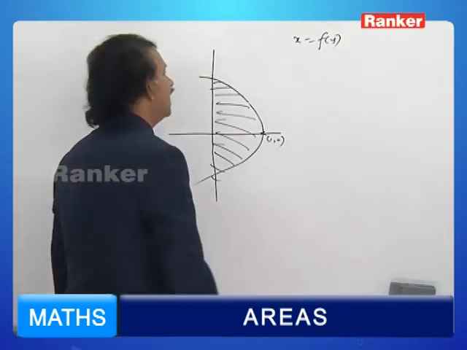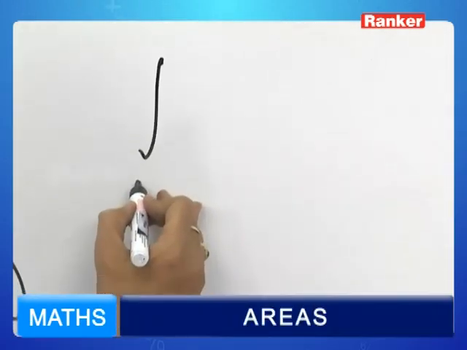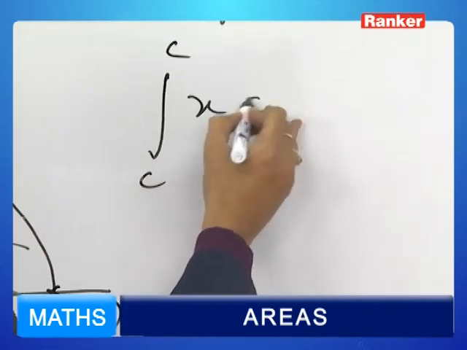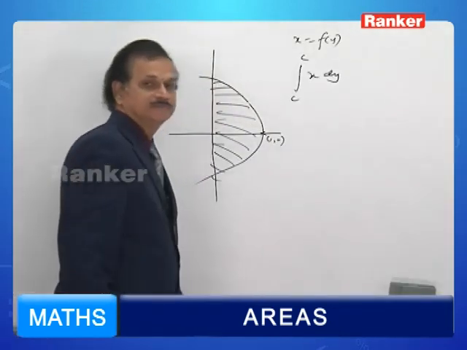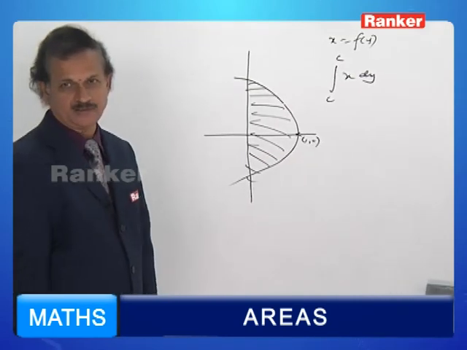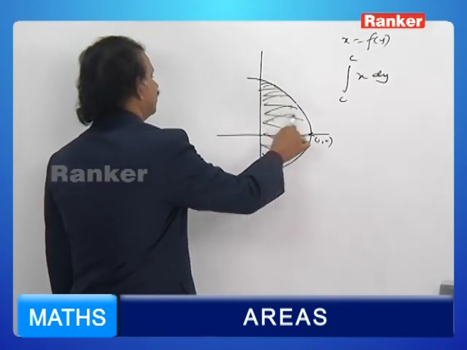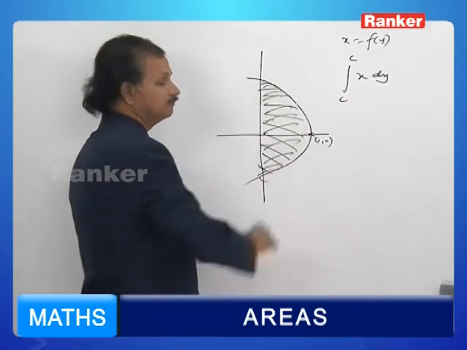X is equal to f of y, and in that case, the required area will be integral c to d of x dy, that is, f of y dy, because the area has been considered based on the y-axis.